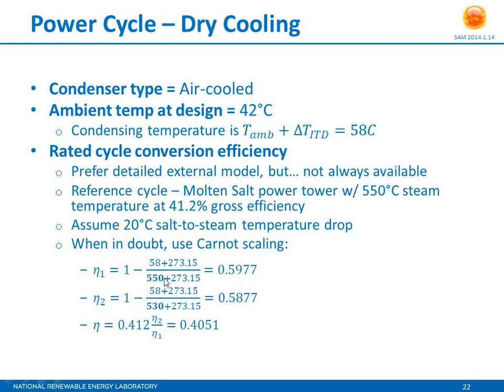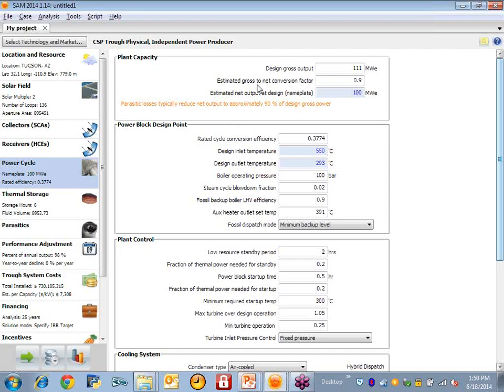So we had a 550 before from the molten salt. That's the steam temperature, not the HTF temperature. Our steam temperature, assuming 20 degrees C, is 530. So we'll calculate the two Carnot efficiencies. In the case of the tower, it's 59. In the case of this molten salt trough, it's 58.77. And we just use that ratio to then scale our reference efficiency that we actually know from an engineering design. So doing that, we end up with a cycle efficiency of 0.4051. So we'll go ahead and put that in here, 0.4051.